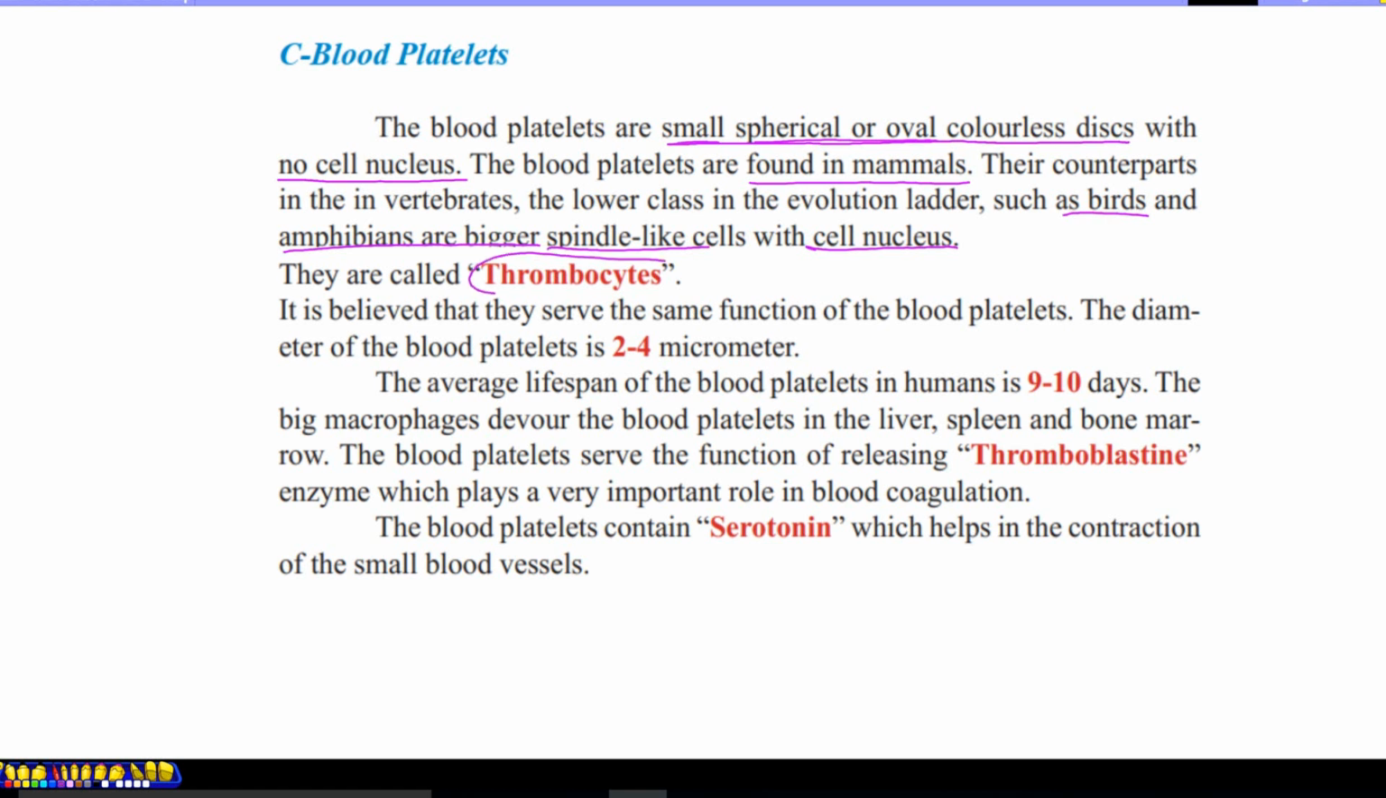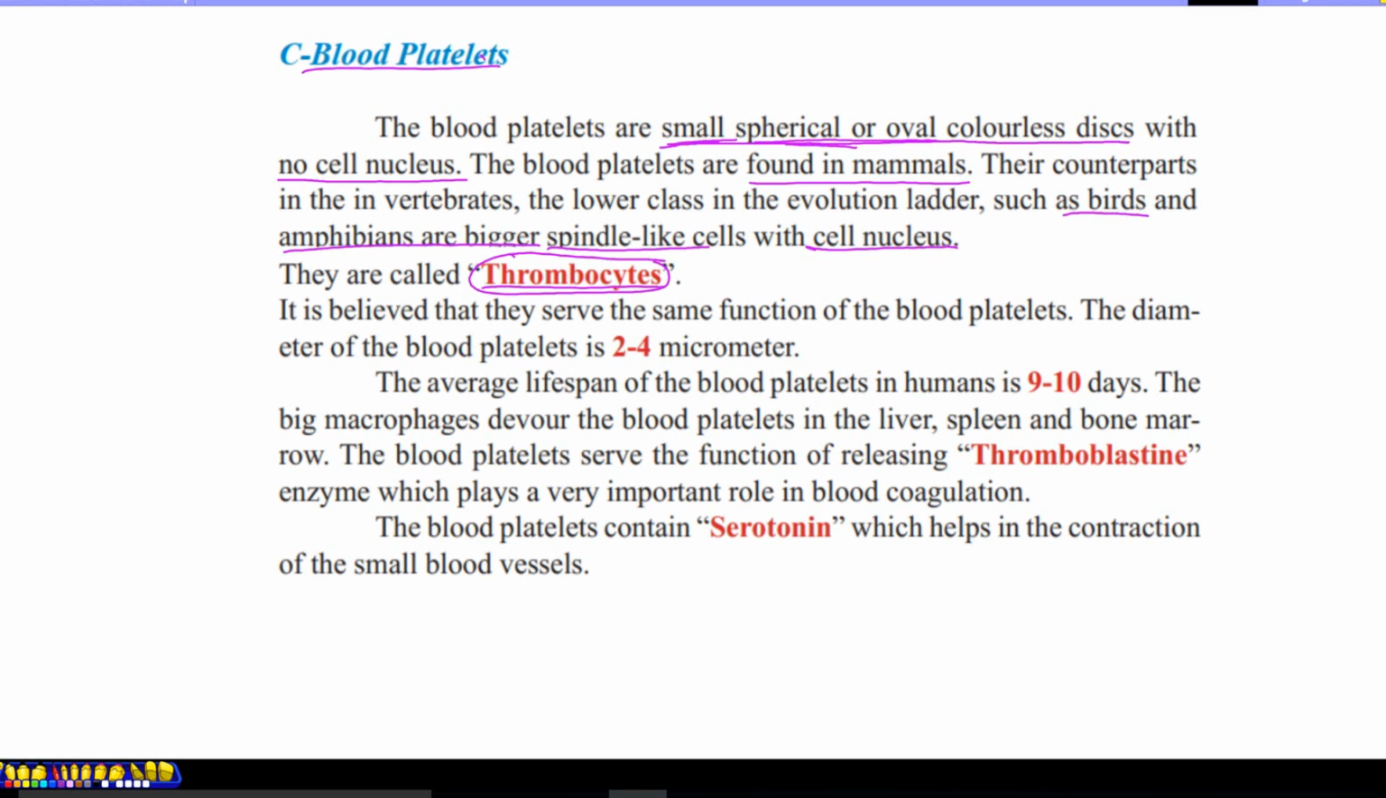And this time we call them thrombocytes. Blood platelets is the term for mammals, but thrombocyte for birds and amphibia. How are they different? About their size, cell shape, and presence of nuclei. Three main differences between blood platelets and thrombocytes. It is believed that they serve the same function, but in different organisms.